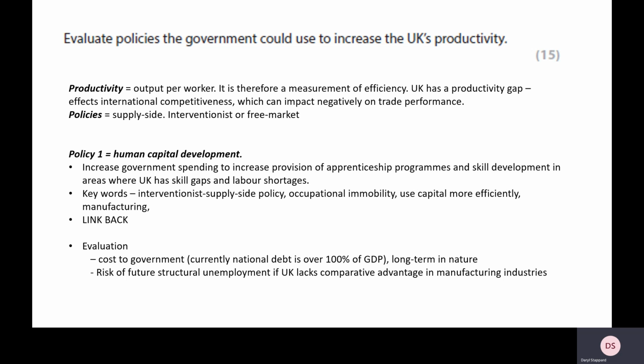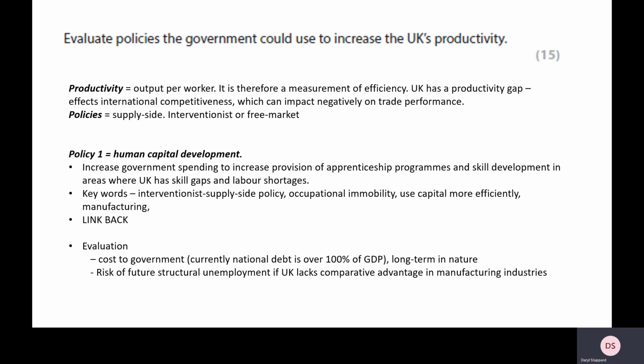What I've got to be really, really careful of here, though, is that I don't start diverging or digressing away from the question. It's really easy here to start talking about how this could then improve economic growth, how it could lead to improved government finances, better economic development.